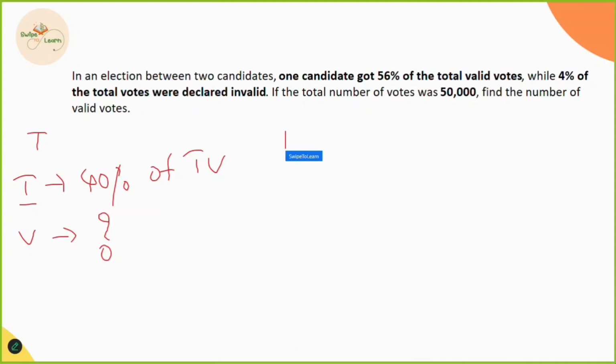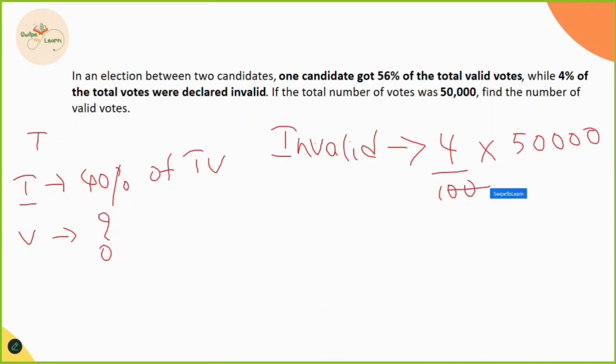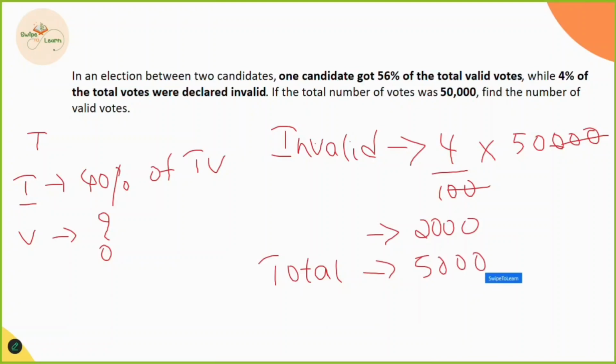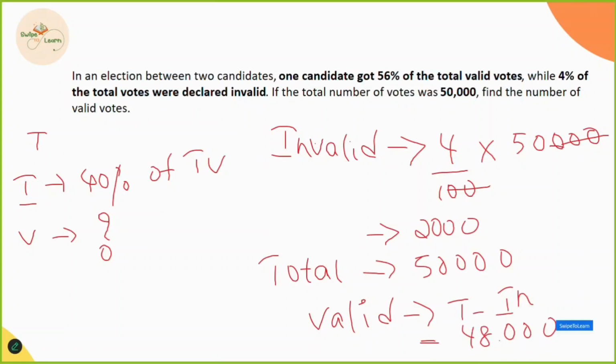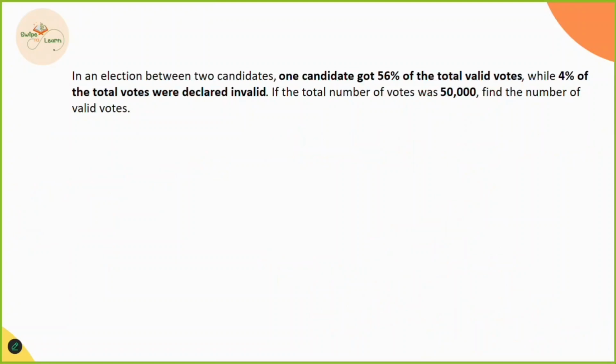Okay, initially we'll calculate the number of invalid votes. Invalid are 4% of the total votes. 4% means 4 divided by 100 of total votes, which are 50,000. So 2 zeros get cancelled and the number of invalid votes is 2,000. Invalid are 2,000. Total votes are 50,000. So from this you can easily calculate the number of valid votes, right? Valid is equal to total minus invalid, which is 48,000. So 48,000 are the valid votes among the total of 50,000 votes. So using these simple formulas, you can easily calculate the votes.